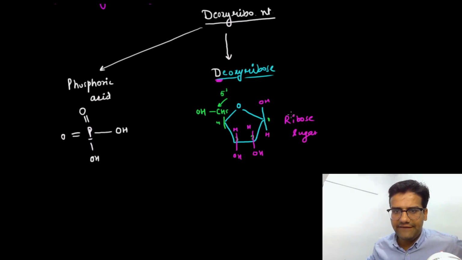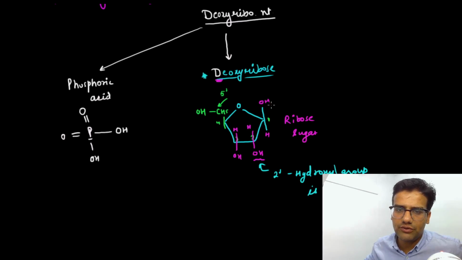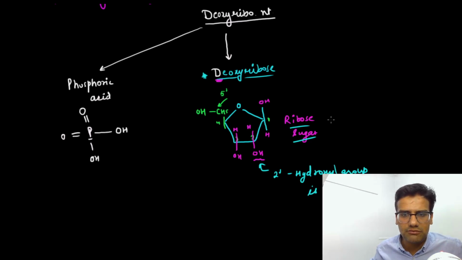If we look at the structure of deoxyribose sugar, this hydroxyl group is absent. So this is the second prime hydroxyl group, and this hydroxyl group is absent in the case of deoxyribose sugar. So this is the structure of ribose sugar, and in the case of deoxyribose sugar, this hydroxyl group at the second carbon is absent.